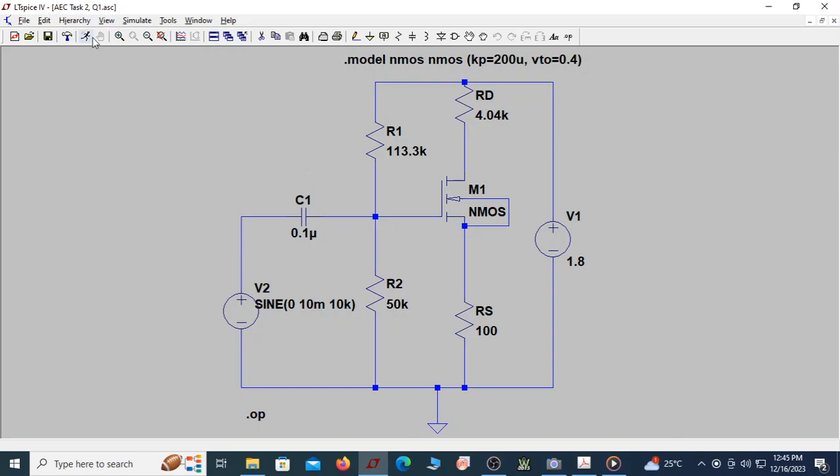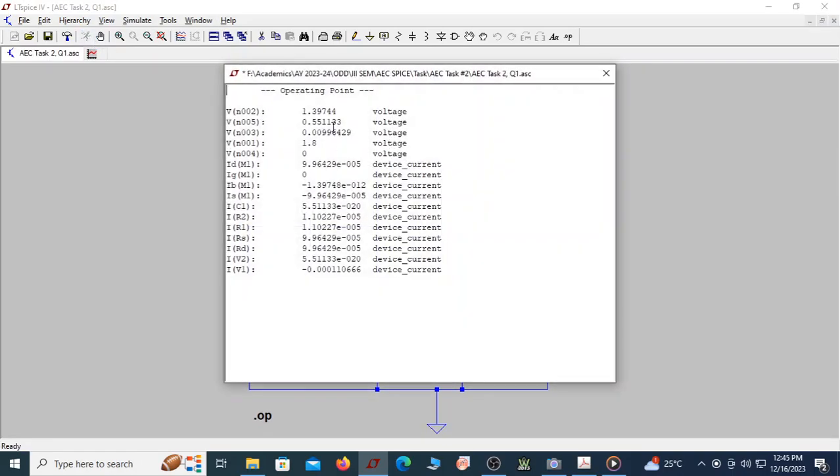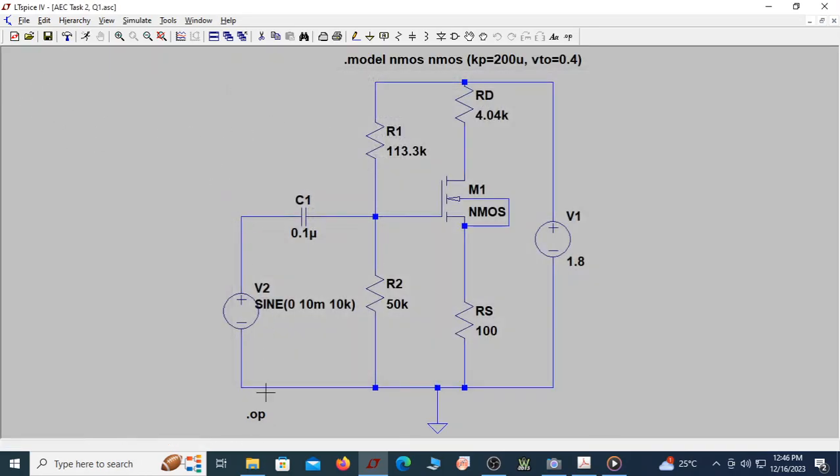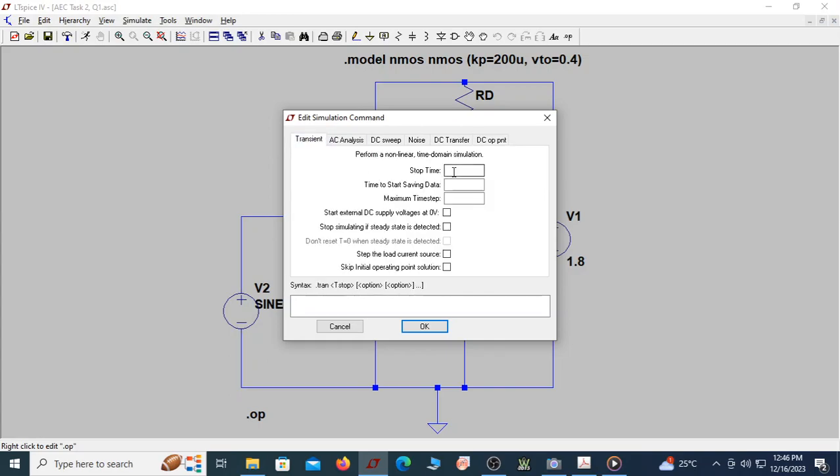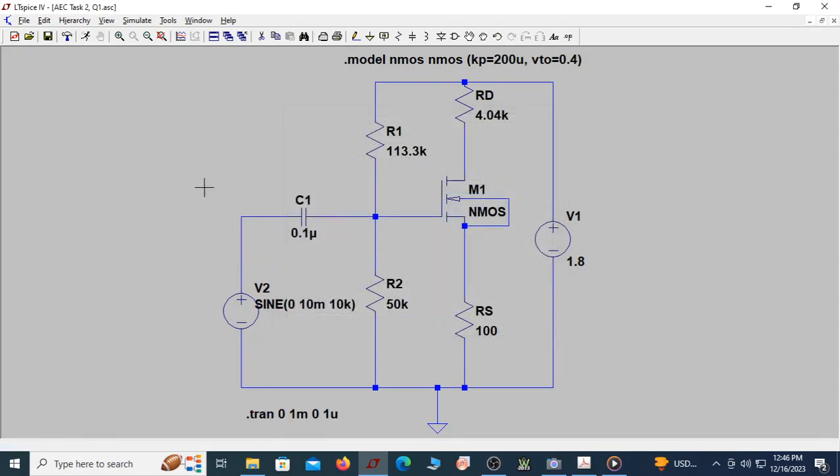So let me run this. These are all the specifications you have. You can see the current is almost okay, which is almost 0.1 milliampere. So let me find the gain of that. To find the gain, let me do transient analysis. Let me give it up to 1 millisecond and let this be 0 and give it as 1 micro. This is done.